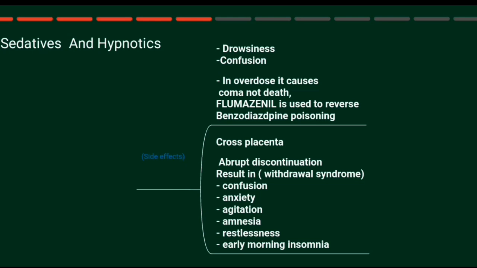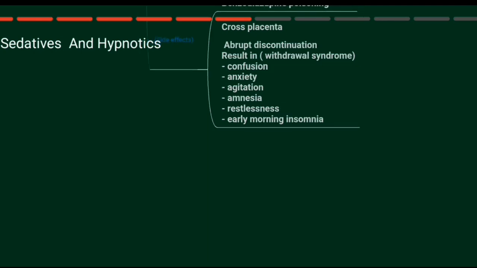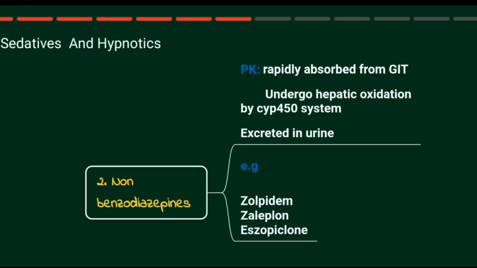Guys, let's talk about the next drug here, which are the non-benzodiazepines. The pharmacokinetics of non-benzodiazepines is that they are rapidly absorbed from the GIT. They undergo hepatic oxidation by the cytochrome P450 system, and they are excreted in urine. Examples of drugs in this class are zolpidem, zaleplon, eszopiclone.